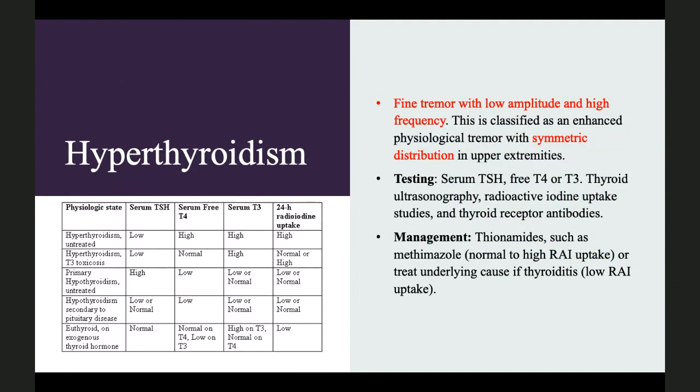The type of tremor we see in hyperthyroidism is the fine tremor with low amplitude and high frequency. This is also under the category of enhanced physiological tremor. It is symmetrically present in upper extremities, and testing consists of serum TSH level, free T3, T4. Other than this, we can do some imaging, a thyroid ultrasound, and radioactive iodine uptake studies, and we can also look for thyroid receptor antibodies. Management consists of thionamides if there's a normal to high RAI uptake, or treating the underlying cause if it is thyroiditis with a low RAI uptake.